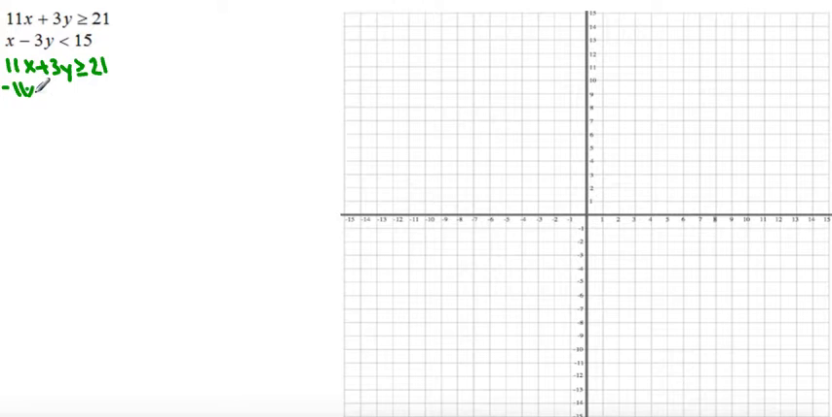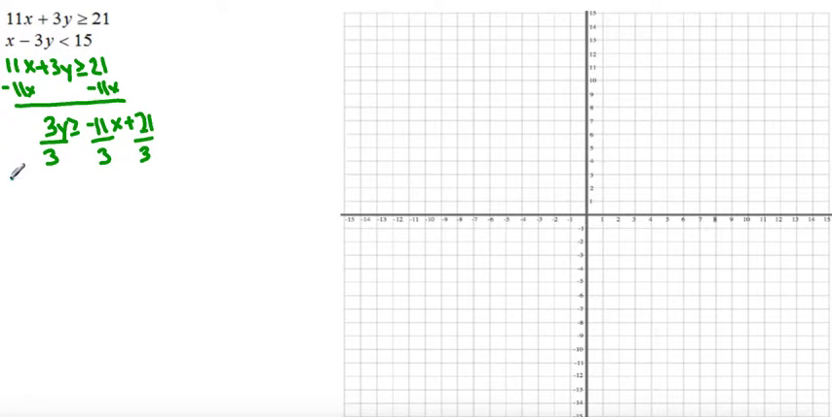I subtract 11x on both sides. So I have 3y is greater than or equal to negative 11x plus 21. I have to get y by itself, so divide everything by 3. So then y is greater than or equal to negative 11 thirds x plus 7.